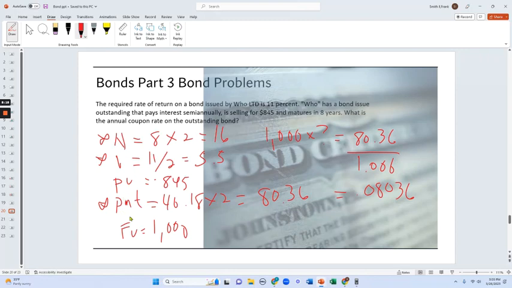So the thing to learn from this problem is when you have to convert something back from semi-annual, you have to double it to make it annual again if you're going to do that type of payment on it.